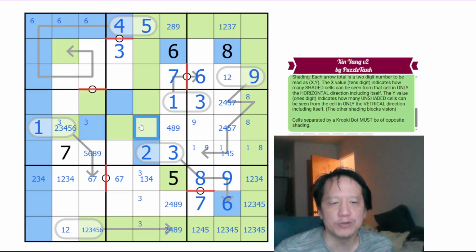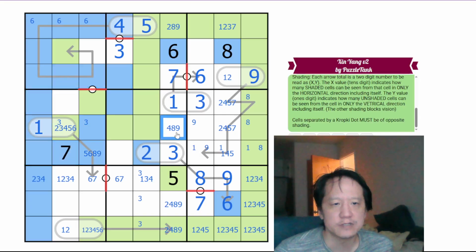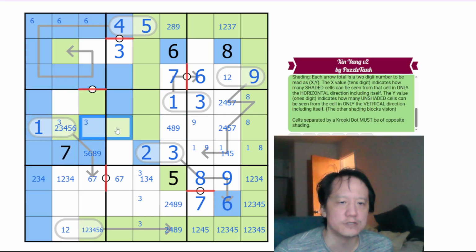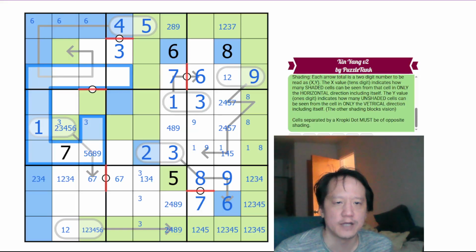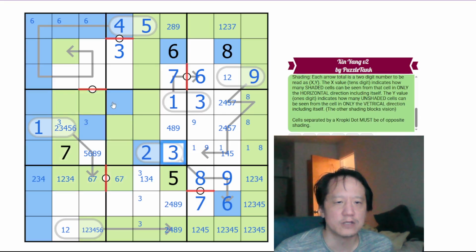Now, if you make it blue of the same shading, what happens if when you try to orthogonally connect the blue regions? You will necessarily break the green regions into two separate regions, which is not allowed. Same if you try to orthogonally connect the green regions. What happens to the blue regions? You will necessarily break the blue regions into two separate regions.